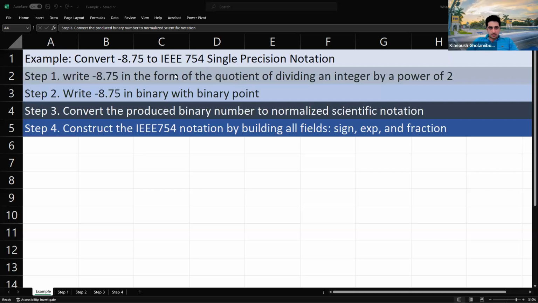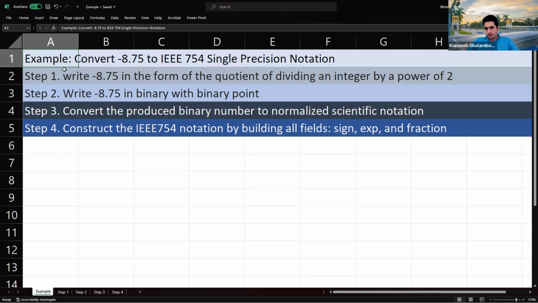This video explains and illustrates how to convert a given number to its IEEE 754 single precision notation. For this example, I have chosen the conversion of the number negative 8.75 to its IEEE 754 notation. We're going to use single precision notation, which means the notation is only 32-bit. That's basically the same notation that is used in programming languages, the float type.